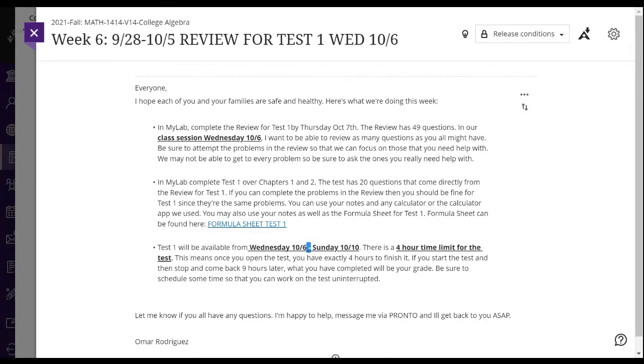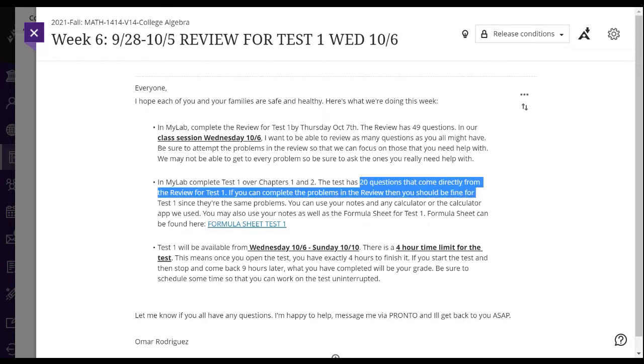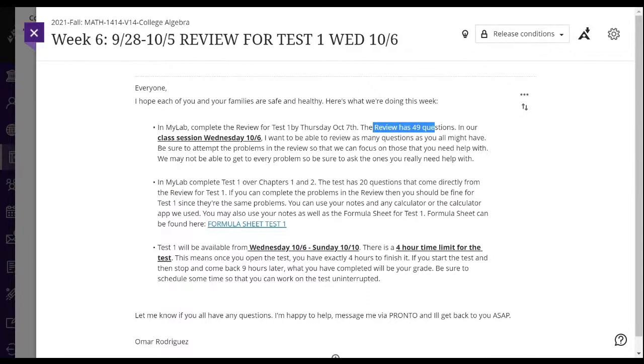Now, it doesn't mean it's going to take you 4 hours. For the most part, when I did this last year, it never took anybody 4 hours. The test has 20 questions, right? Those 20 questions come directly out of the review. So remember, the review has 49, and the test has 20, and those 20 questions come directly from those 49.